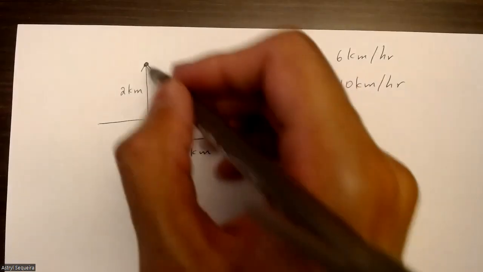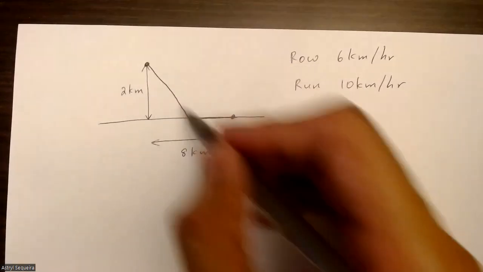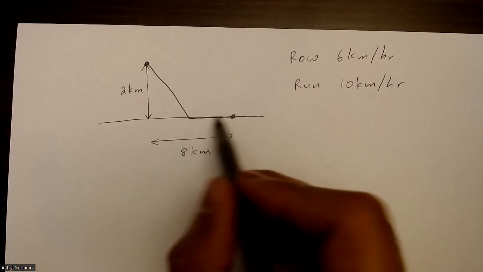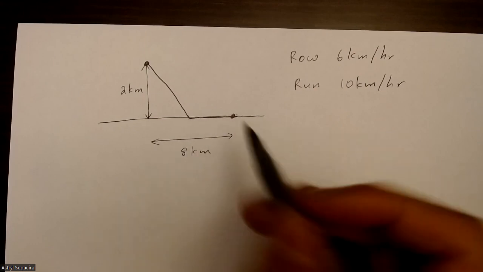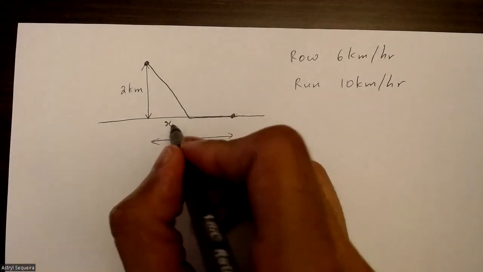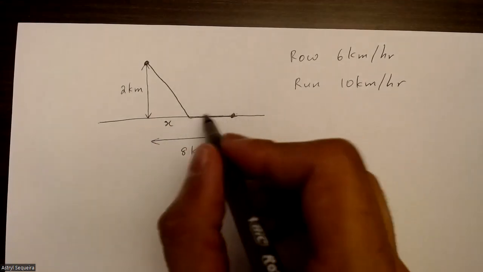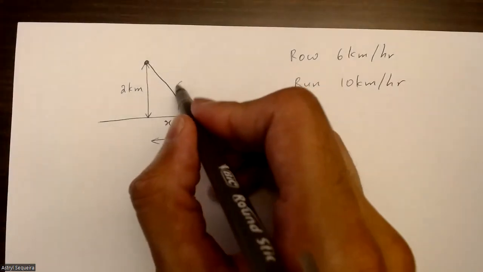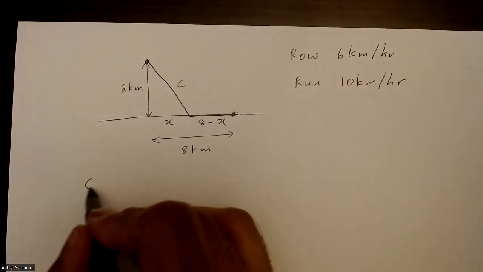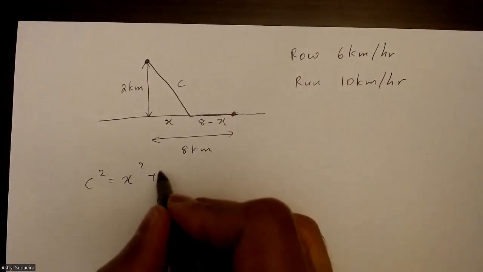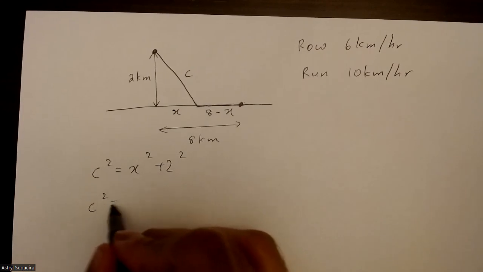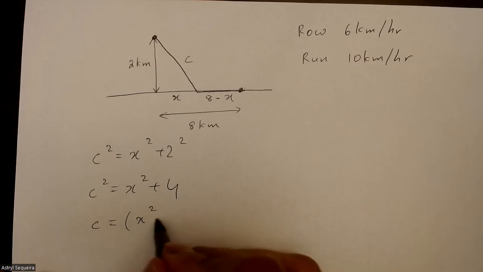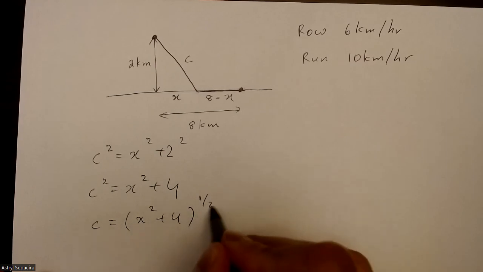So he has 2 trips on this journey, the boat trip right there, which is the hypotenuse, and this one on the land, which is basically an extra distance that he's going to run. I'm going to start by just labeling this as x. And if this is x, this distance over here will be 8 minus x. Next, I'm going to find my hypotenuse using the Pythagorean theorem. So c squared equals x squared plus 2 squared. c squared equals x squared plus 4. So c is just (x squared plus 4) to the power of 1/2.